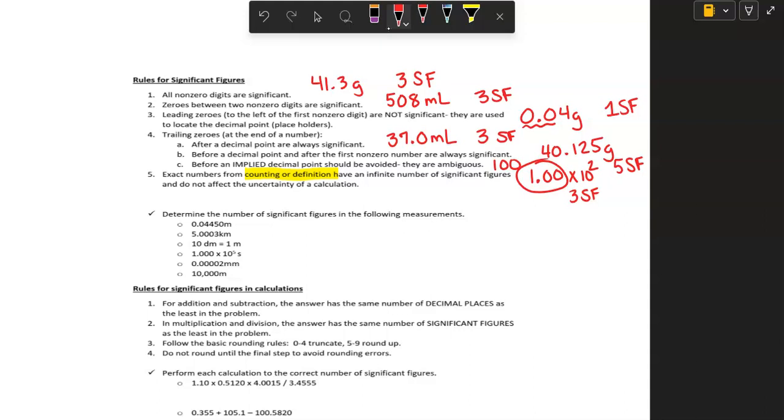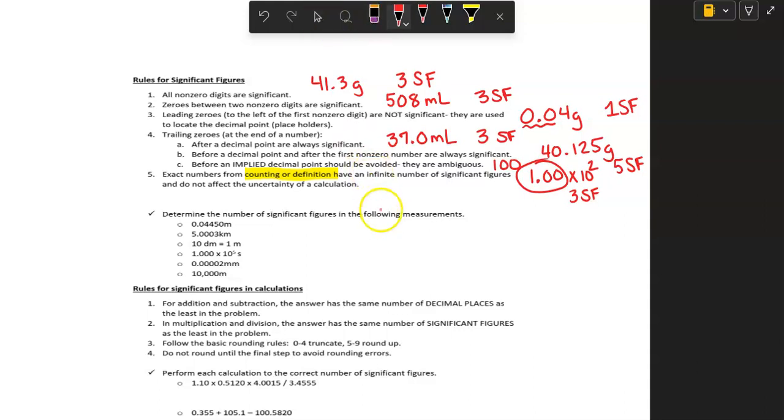It's exactly 100 centimeters. It's not possibly 100.1 or 99.9. It's 100. So that also has what's considered an infinite number of significant figures. Okay? So they don't affect the certainty of the calculation. So let's take a look at these examples.